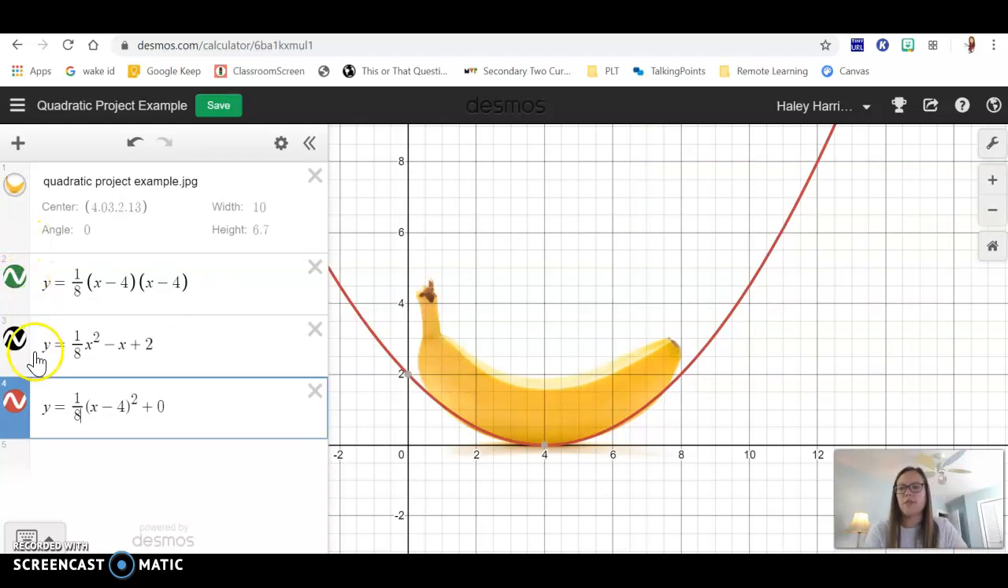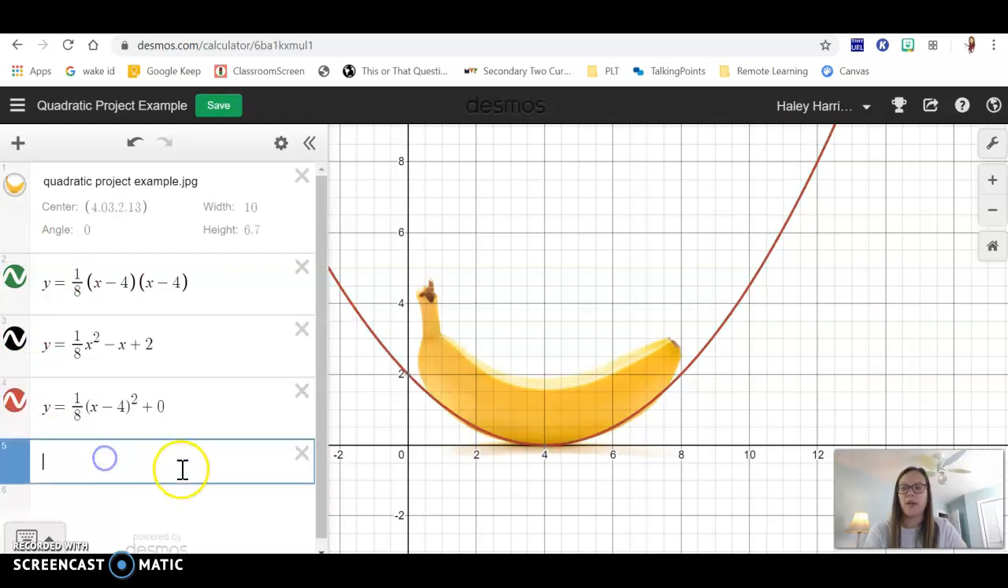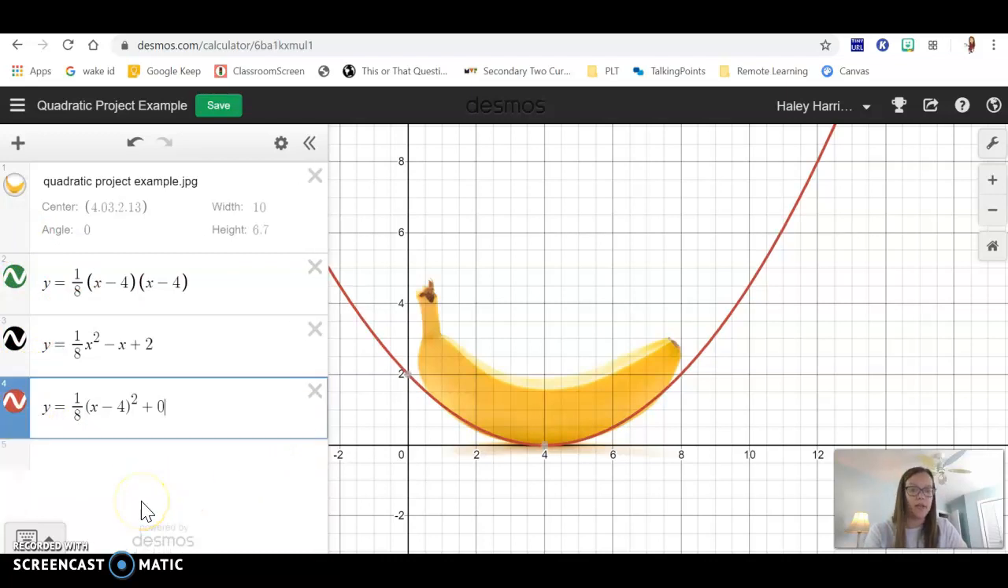We've got our factored form, our standard form, and our vertex form of the equation. I hope this helped you guys find a quadratic equation that fits your parabola pretty well. Doesn't have to be a perfect fit. We just want to see if we can get it kind of close.